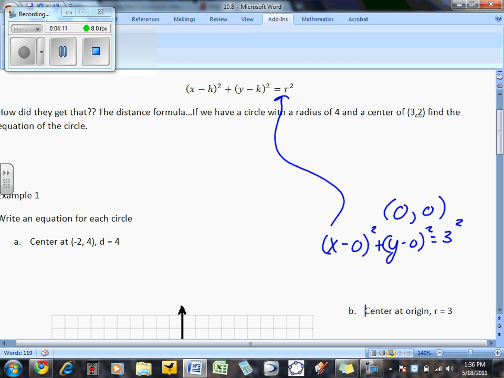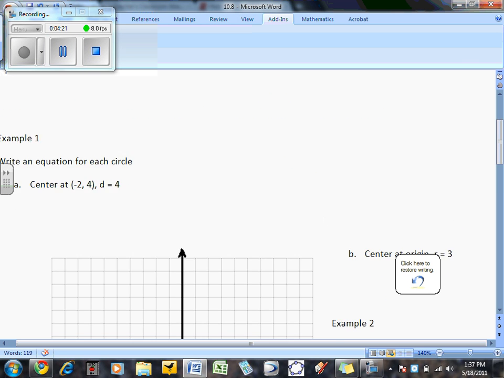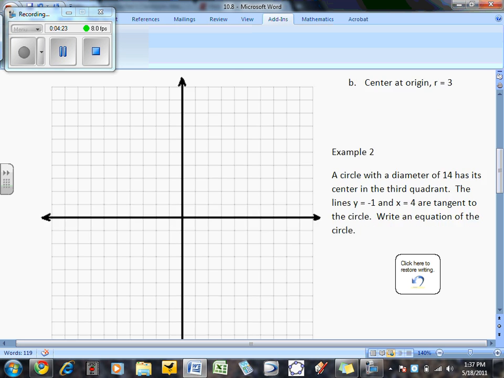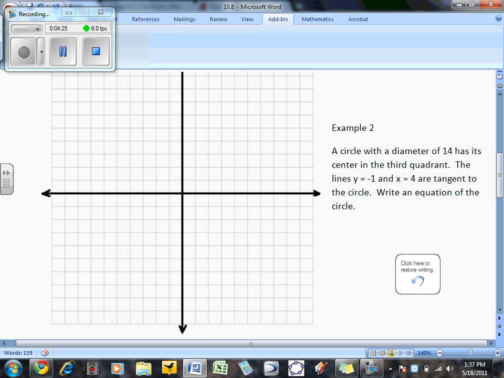So we'd go x minus 0, and 0 can just go away. So x squared plus y squared equals 9. So that's the equation of that circle right there. All right. This next example says a circle with a diameter of 14 has a center in the 3rd quadrant.